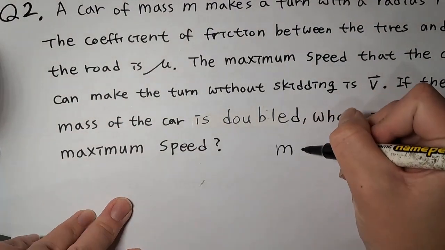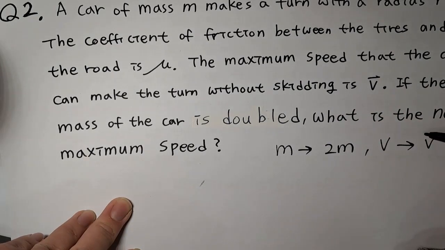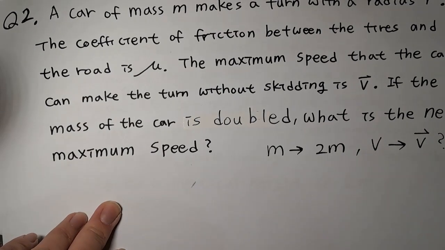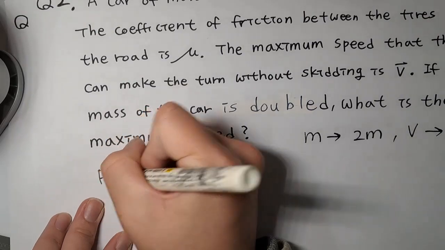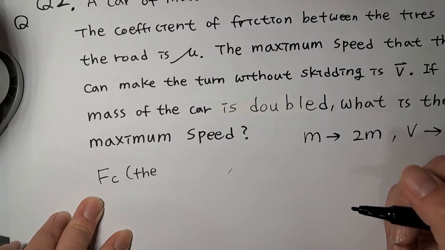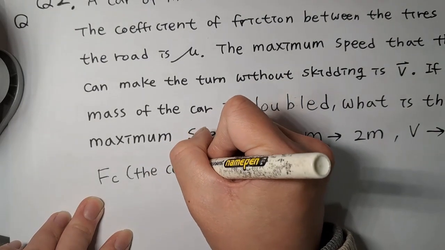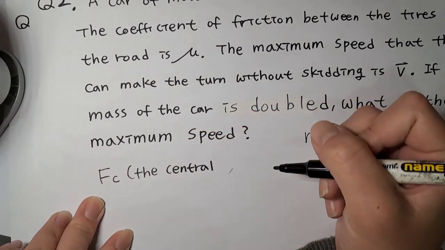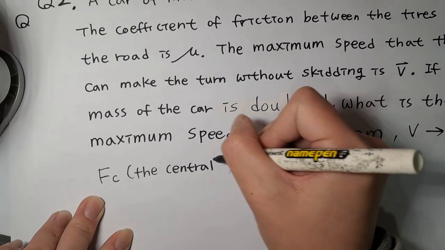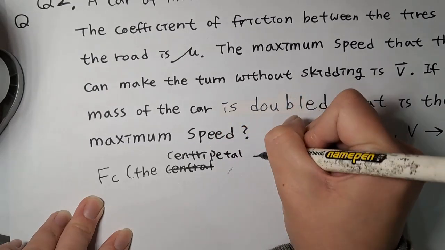So the mass is doubled, then what about velocity? The central force is the sum of the forces acting on the mass and directed toward the center of the circular motion. The centripetal force.